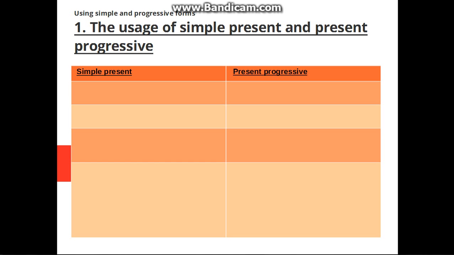The simple present and the present progressive do both have 3 groups of verbs that are distinctive for them. Let's start with the simple present. First, repeated and regular actions. For example, I always drink orange juice. To drink is a regular action because you do it every day.